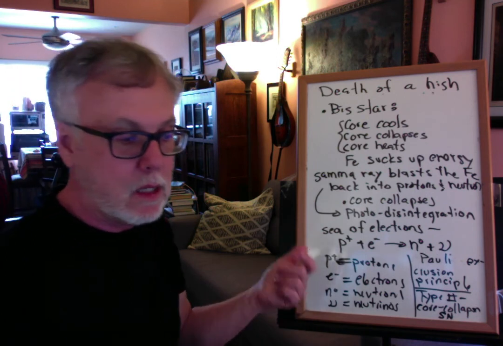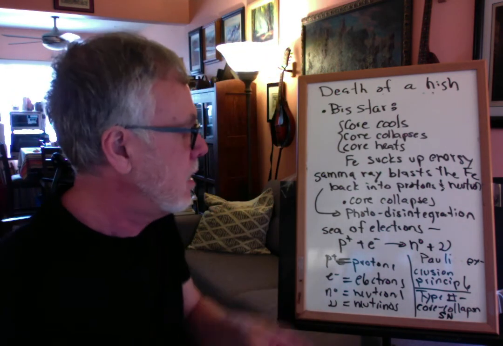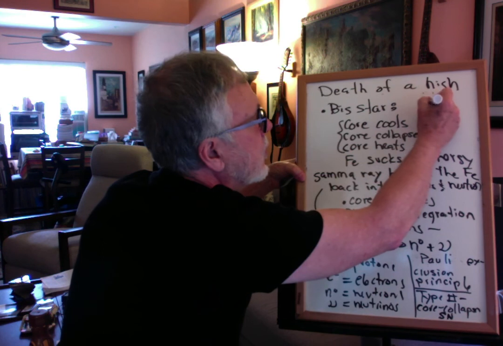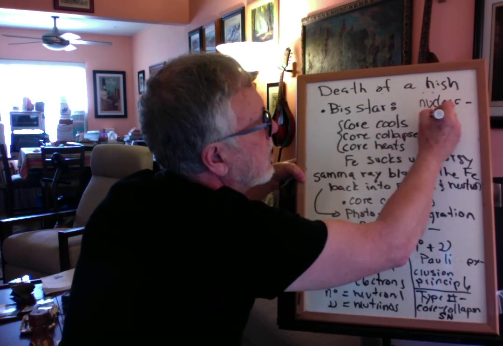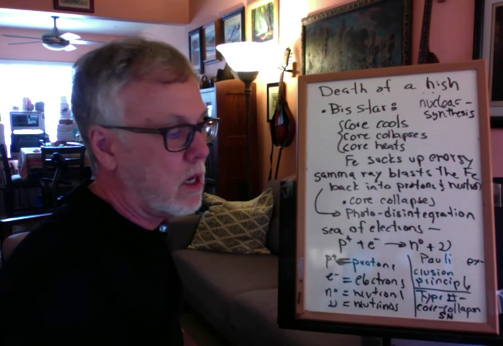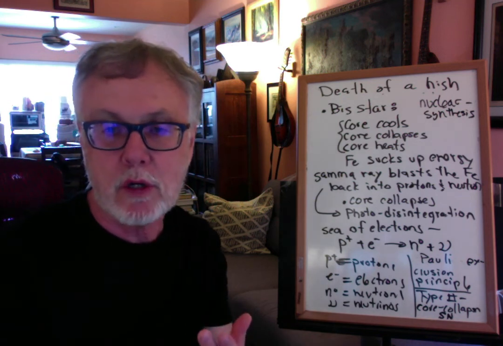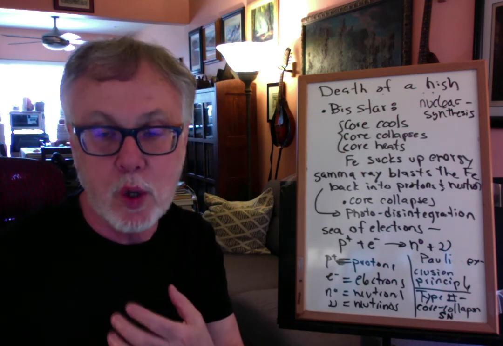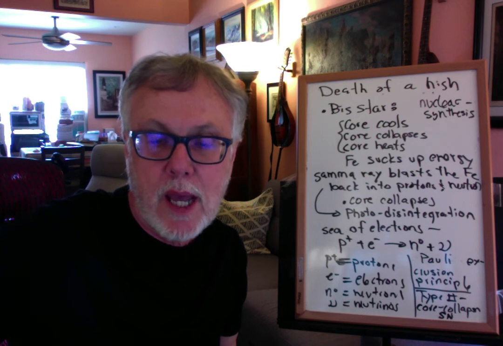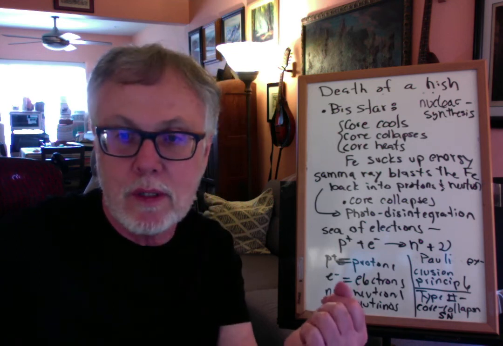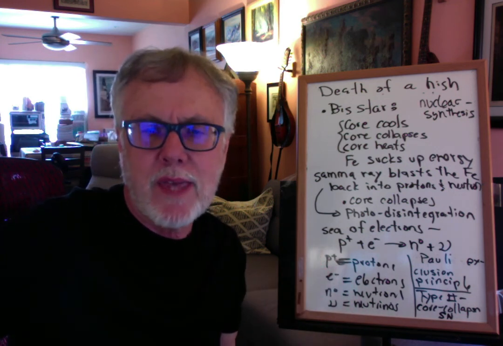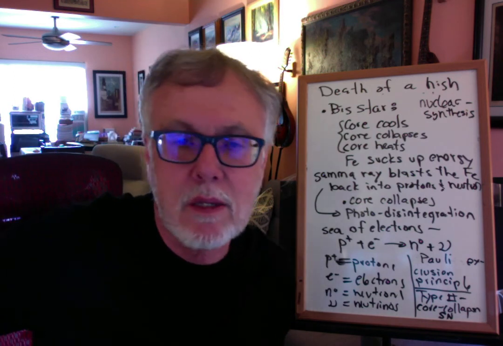Now, what's neat is all atoms heavier than iron are formed during this explosion, and it's called nucleosynthesis, meaning the formation of atoms heavier than iron. So if you have a gold watch or a gold ring or a gold necklace, or silver, platinum, all these atoms were formed at the death of a massive star. You're holding the remnants of the death of a massive star. Do you know that? Think about that. We're connected to this universe, guys.